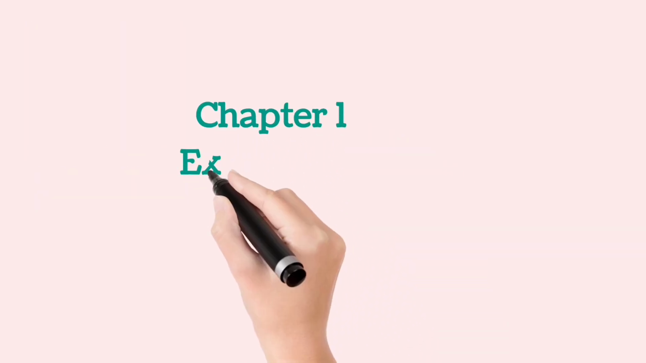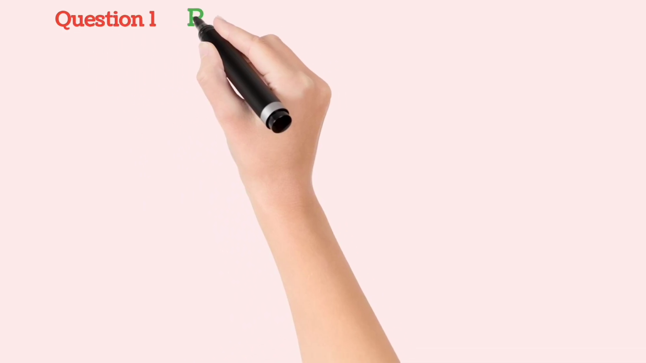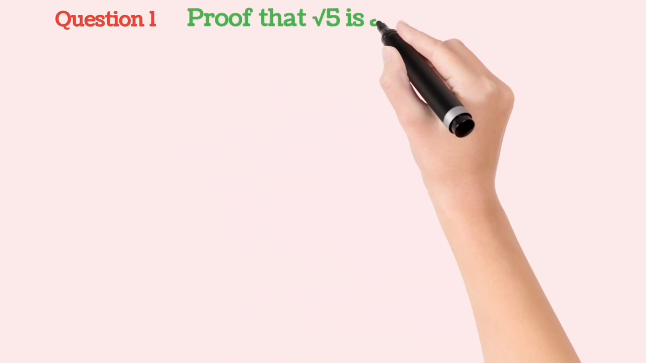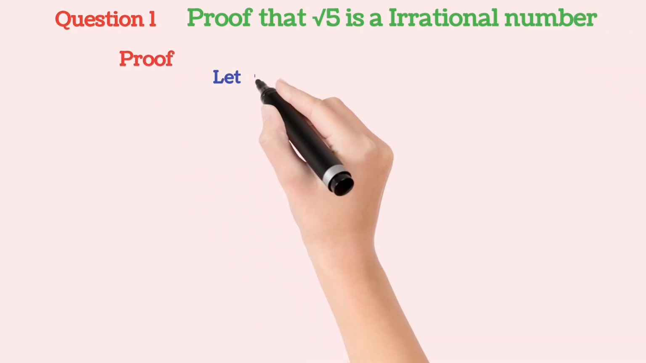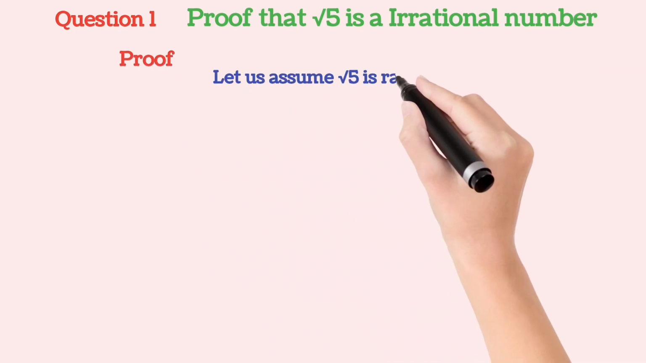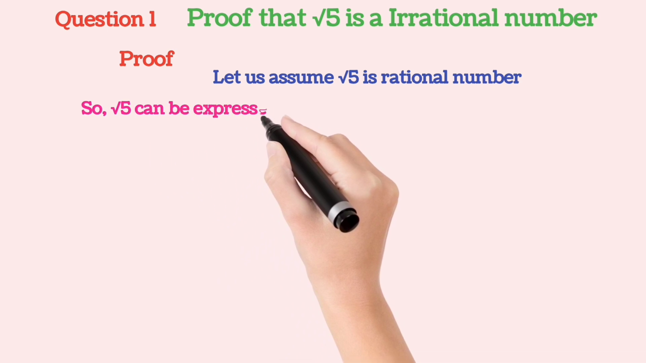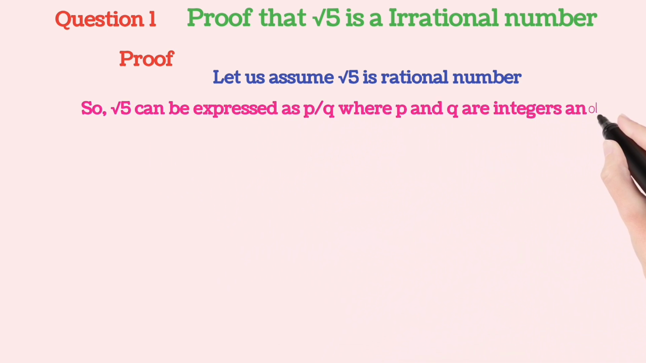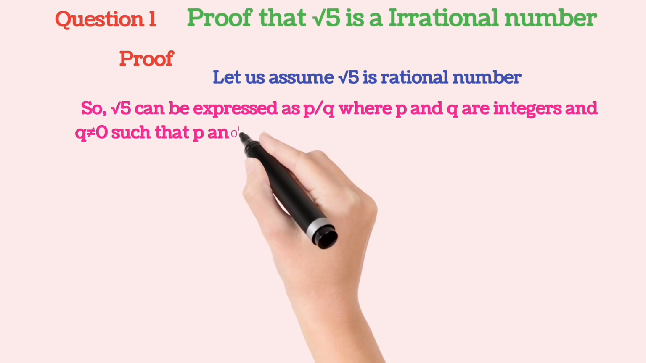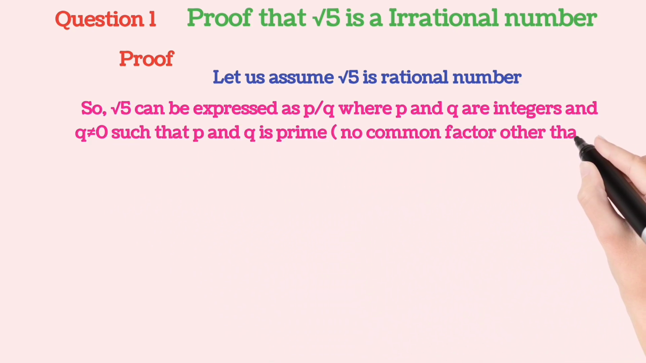Chapter 1, Exercise 1.2. Question 1. Prove that root 5 is an irrational number. Now proof. Let us assume root 5 is a rational number. So root 5 can be expressed as p by q, where p and q are integers and q not equal to 0, such that p and q are co-prime, no common factor other than 1.